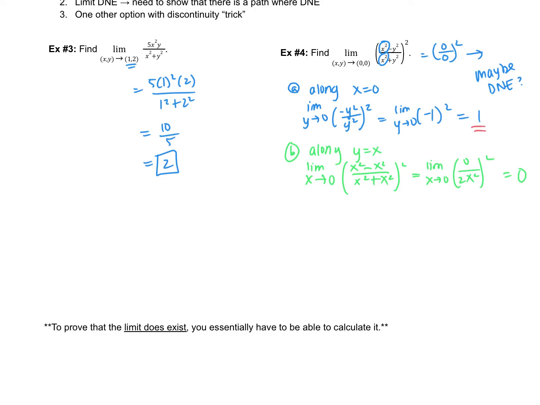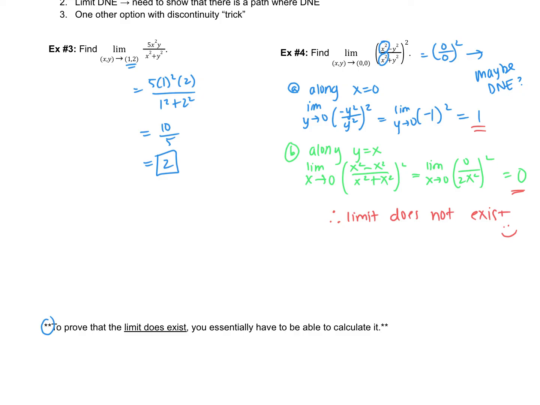Okay, so because these two values are different, what that tells us is that the limit does not exist. Now, I was able to get it in 2 paths. It might take you a few more. You're going to have to do a few of these to get some intuition of the paths that you're going to want to try. It's not just x equals 0, y equals 0, and y equals x. Sometimes you're going to have to choose some different ones.